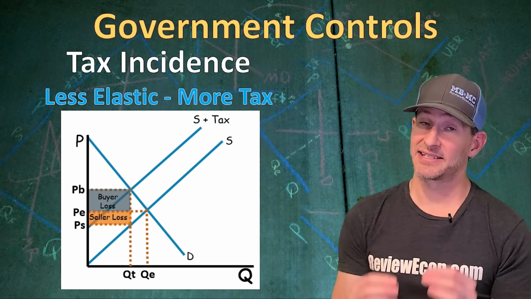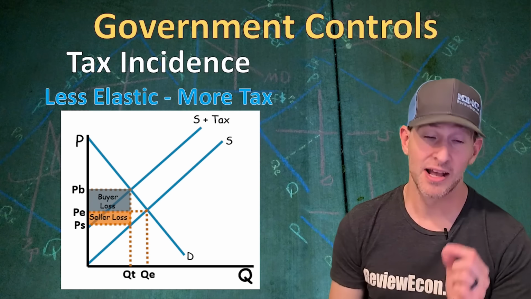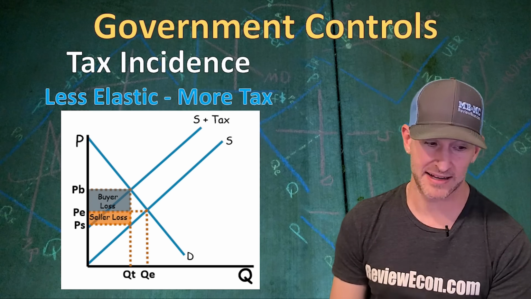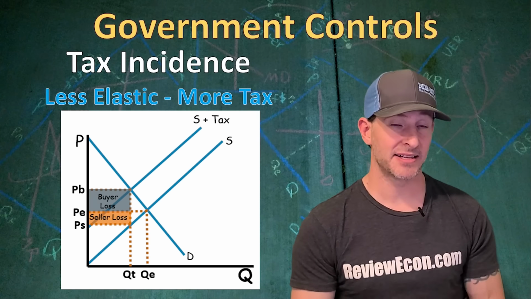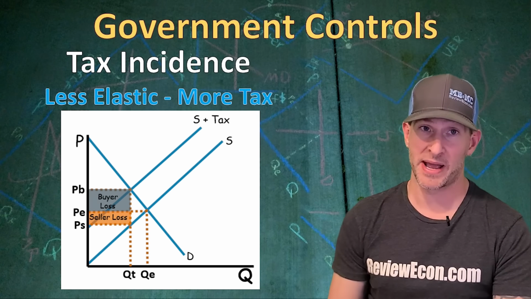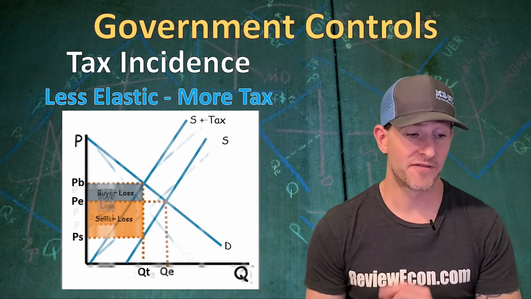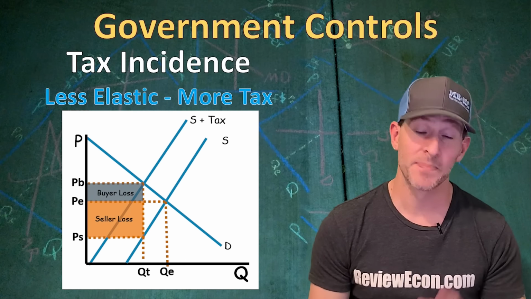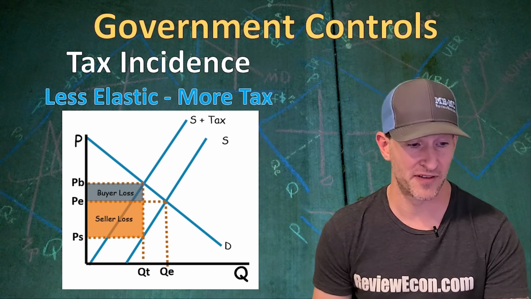Now tax incidence is who takes the burden of the tax. Less elastic, more of the tax. Here we have a demand curve that is less elastic than the supply curve, so buyers are going to pay a higher burden of this tax. If the supply curve is the less elastic one, then the sellers are going to take a higher burden of the tax.